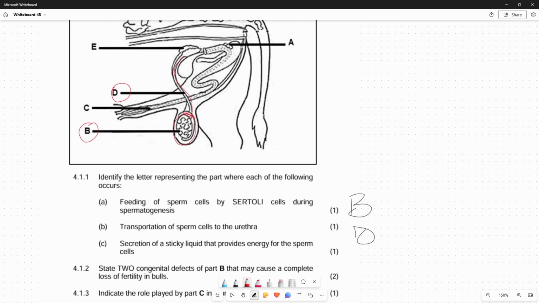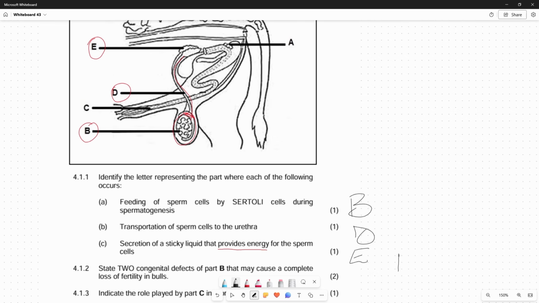And then the third part, secretion of sticky liquid. Now this liquid, it provides energy. As I said, the part that nourishes the sperm cells would be our E, which is the seminal vesicle. So the correct answer there would be E. So this one question was straightforward if you understand the functions of each part. But if you don't know the function of each part, you might struggle with this type of question.